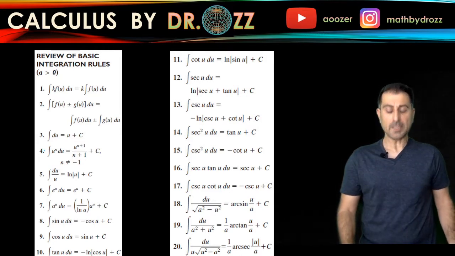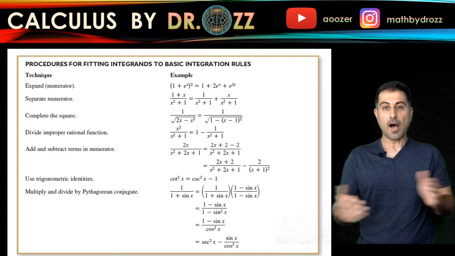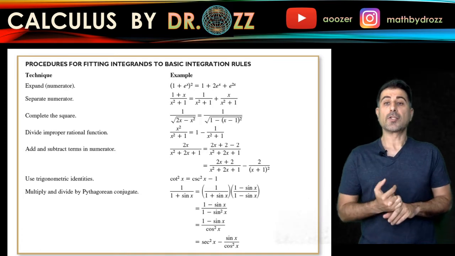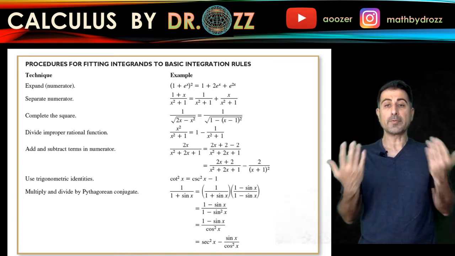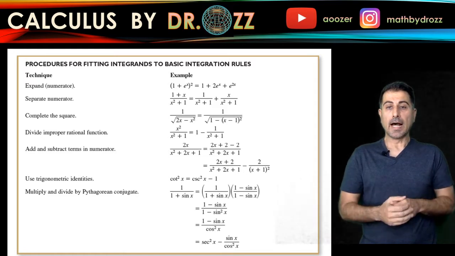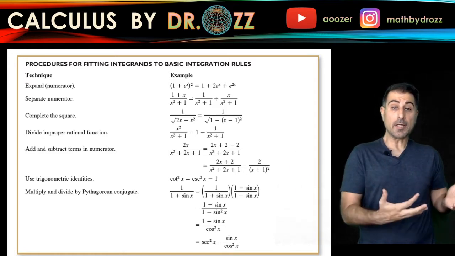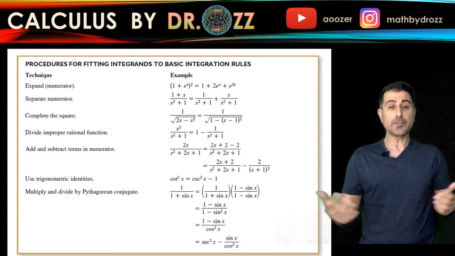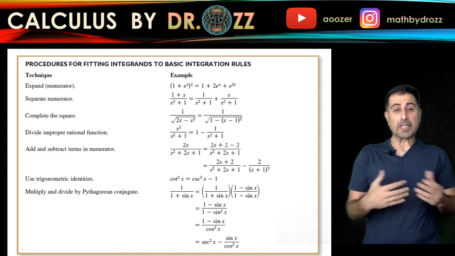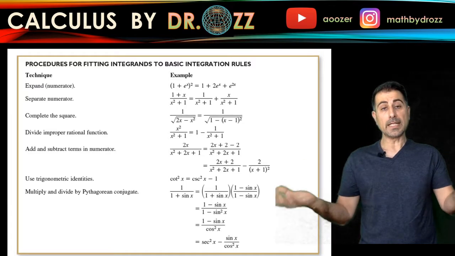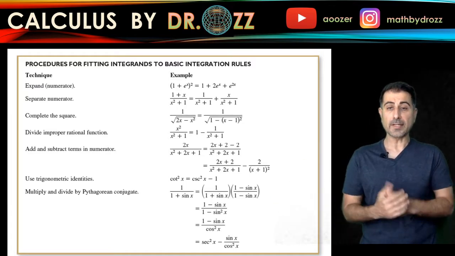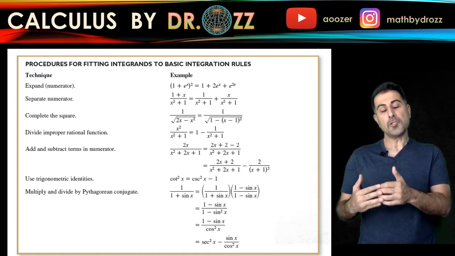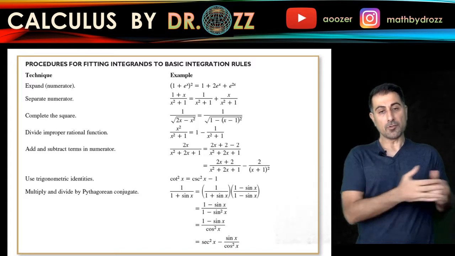Let me just also remind you what they are. Here we go. There's a list of techniques that uses both algebra and trig. So like expanding the numerator, separating the numerator, completing the square, dividing improper rational function by using long division, adding and subtracting to the numerator of a rational function, or using trig identities like Pythagorean theorems or double angle identities or power reducing formulas. I just listed a few of them here, but there's different versions of that. And by the time I need to use one of those, I'm going to provide you exactly what I'm going to use in the videos.